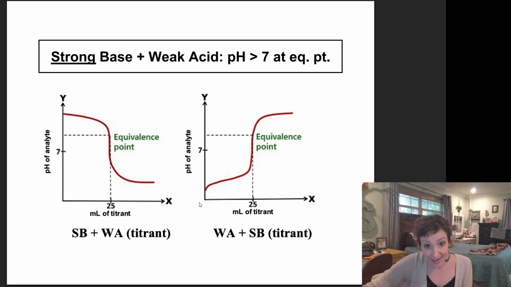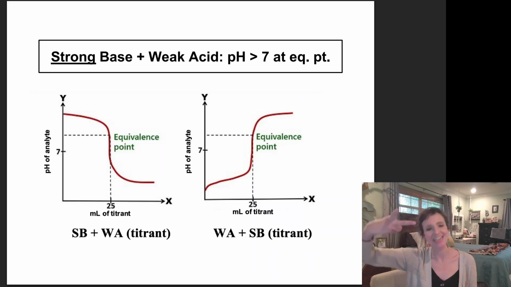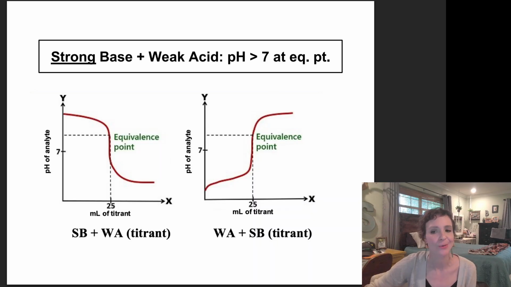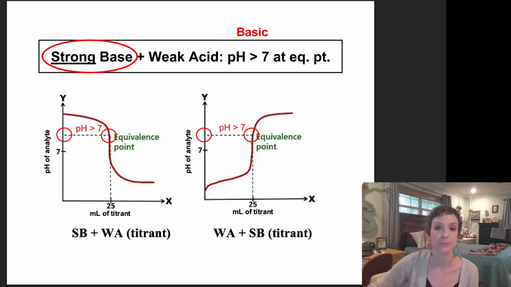I can also add a strong base to a weak acid, meaning I know I started with an acid because the pH is less than 7, okay? And then if I add base to it, the pH gets more basic, or higher, okay? And if that base was a strong base as my titrant, the pH at the equivalence point will be greater than 7. So these graphs are both looking at a strong base and a weak acid. They're just flipping which one is the titrant and which one is the analyte. Regardless, pH is going to be greater than 7 at your equivalence point when you have a strong base, okay? Strong base makes it basic.